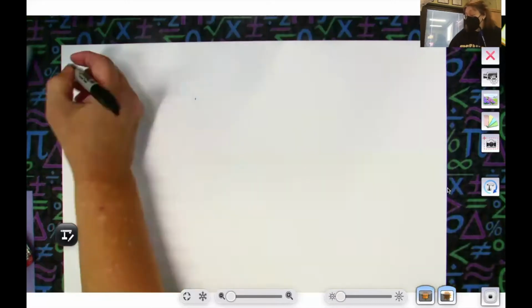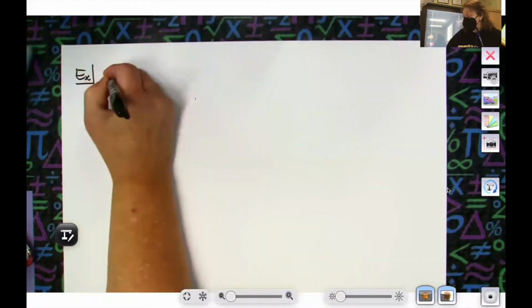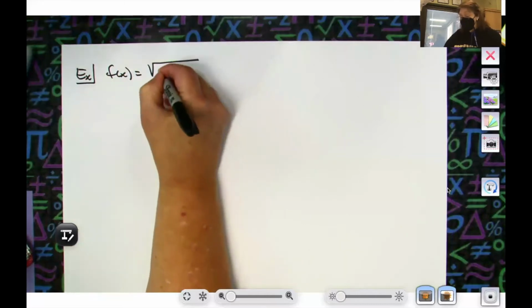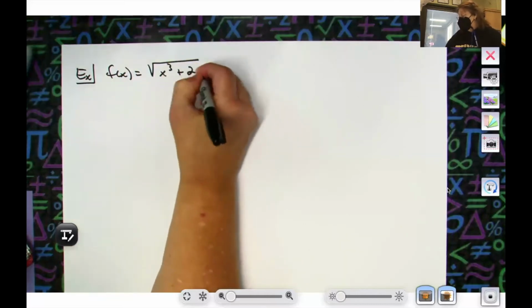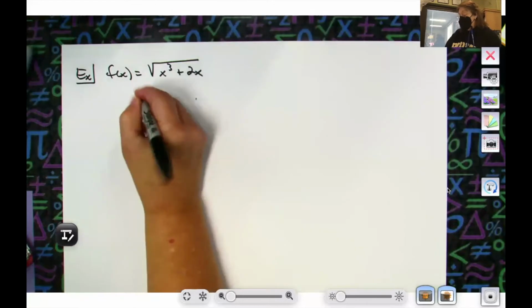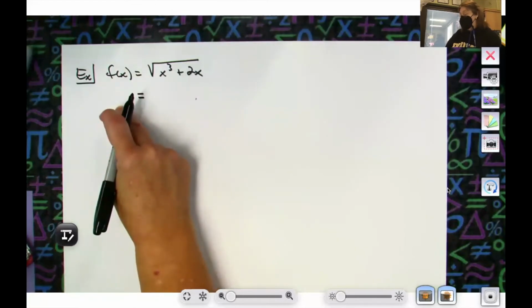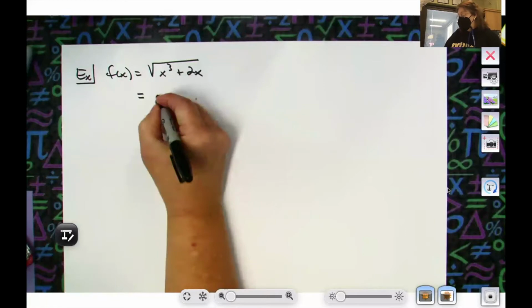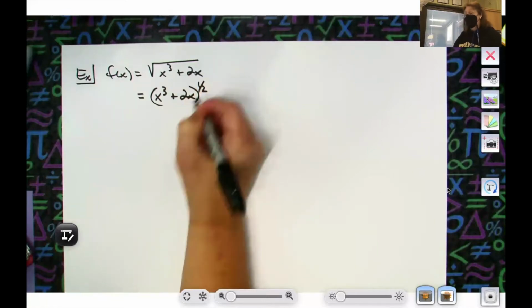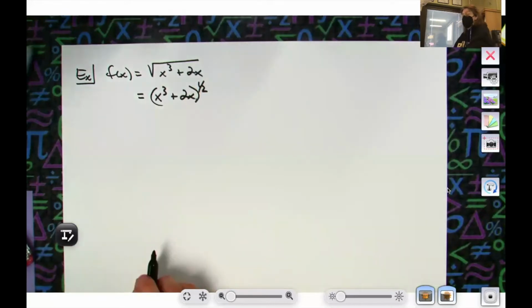How about something like f of x is equal to the square root of x to the third plus 2x. Okay, so first thing I'm going to do is what? I'm going to take that square root and I'm going to turn it into a 1/2 power. Okay, so I'm not taking the derivative, so no f prime of x. I'm just keeping the f of x there. X to the third plus 2x to the 1/2 power. All right, I really would highly recommend that you actually rewrite it. Don't try to do it in your head.